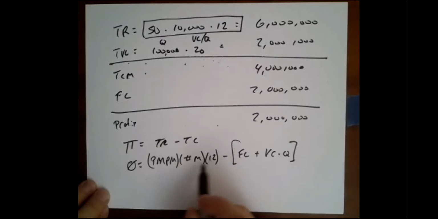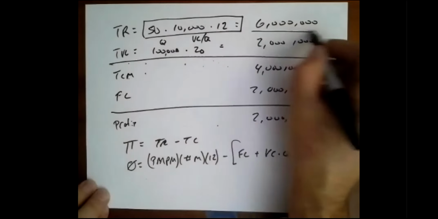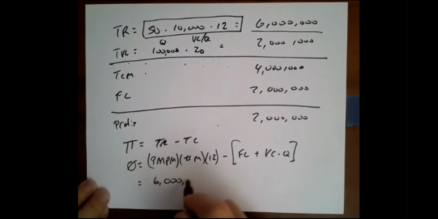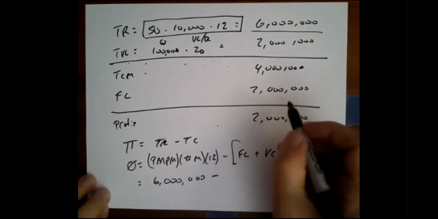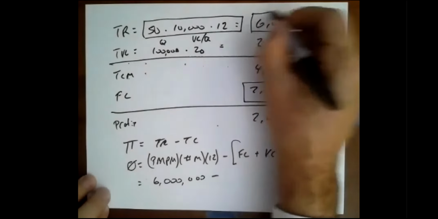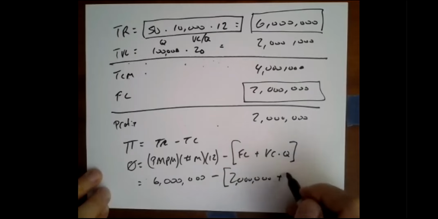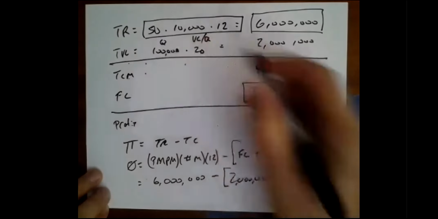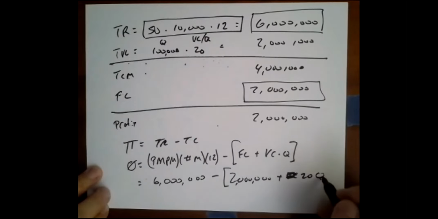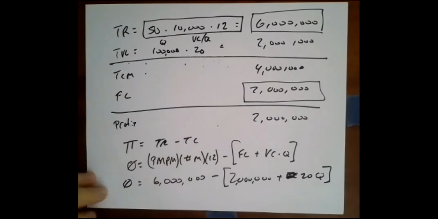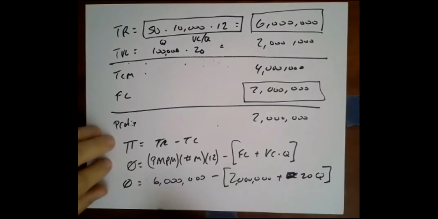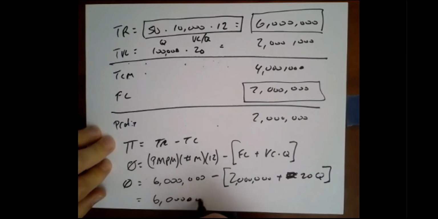So we have, if we know that this is 6 million, and we know that fixed costs are 2 million, and we know that variable costs are 20 per visit. Well, now we can consolidate terms. I'm going to run out of space here, but we can consolidate terms, carry that negative through. So we get 6 million minus 2 million minus 20Q.